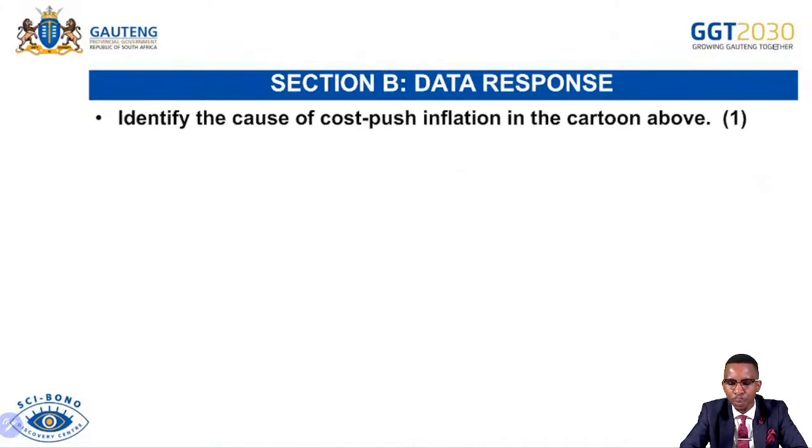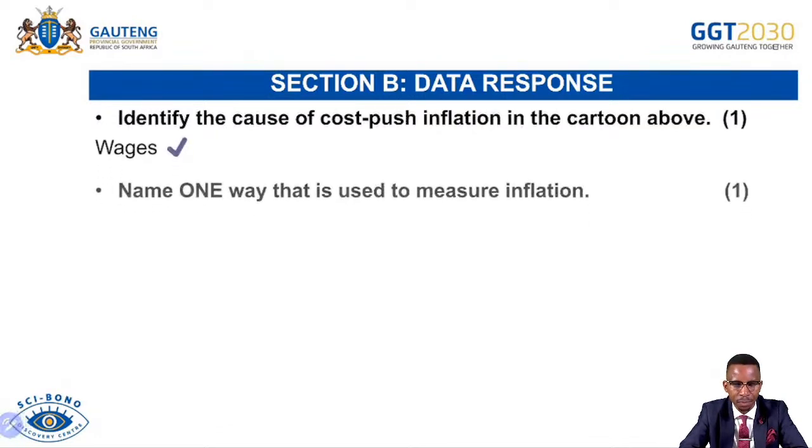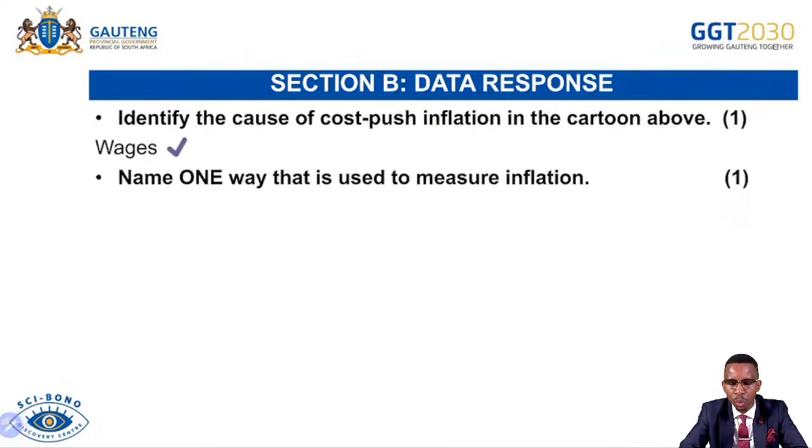Identify the cause of cost push inflation in the cartoon above. On our analysis, we managed to identify wages. So we have wages. Name one way that is used to measure inflation. So we have 4 of them.